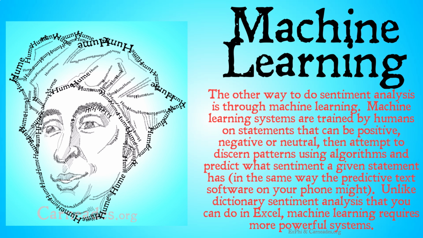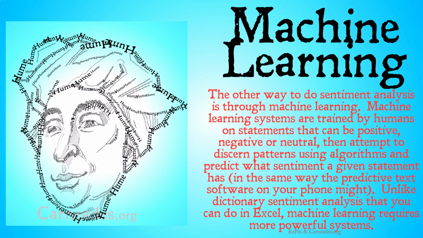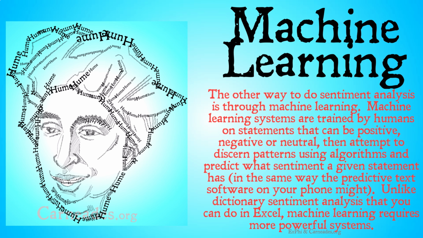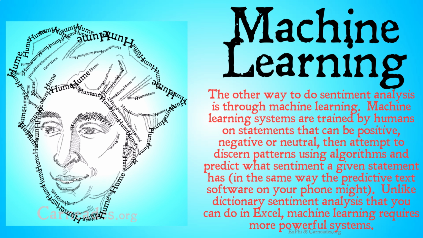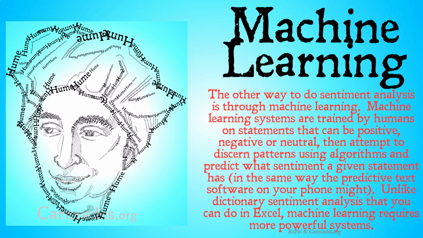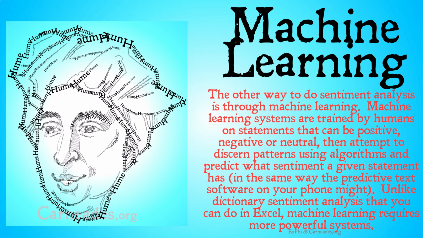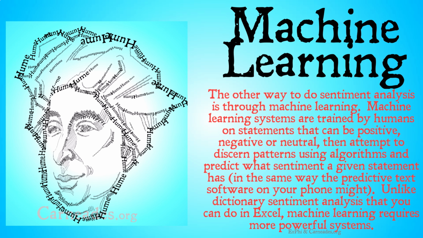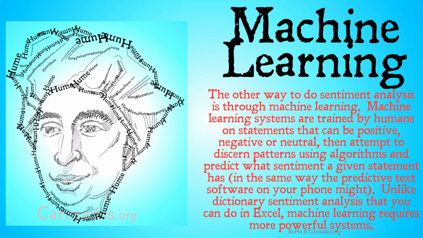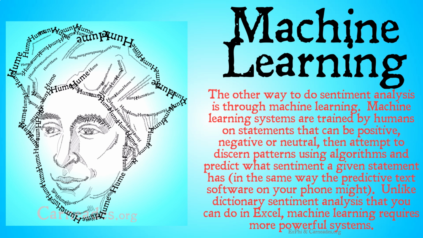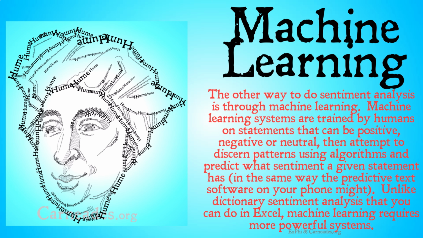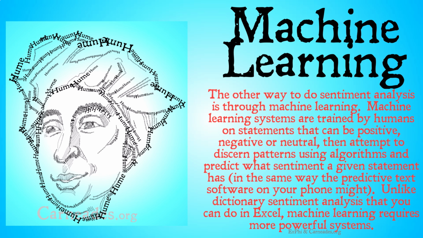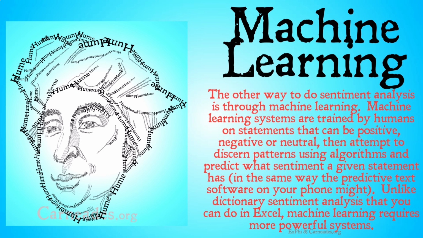So the machine learning systems are trained by humans on statements that can be positive, negative, or neutral, and then they attempt to discern patterns using algorithms and then predict what sentiment a given new statement has. In the same way, the predictive text software on your phone might learn the way that you text and the way that you write and the words that you use and try to guess what the next word is. Unlike dictionary sentiment analysis that you can do in Excel but doesn't know context very well, machine learning requires more powerful systems than just a spreadsheet.